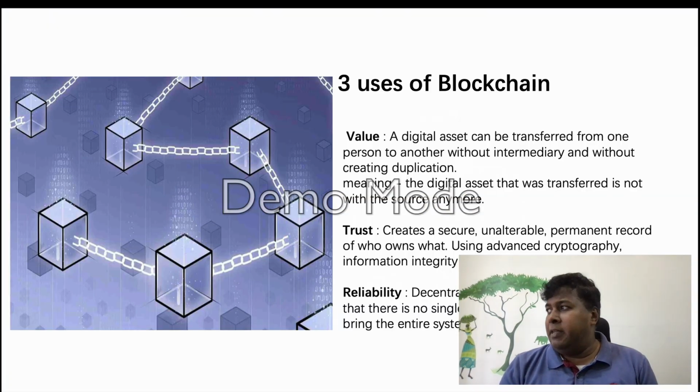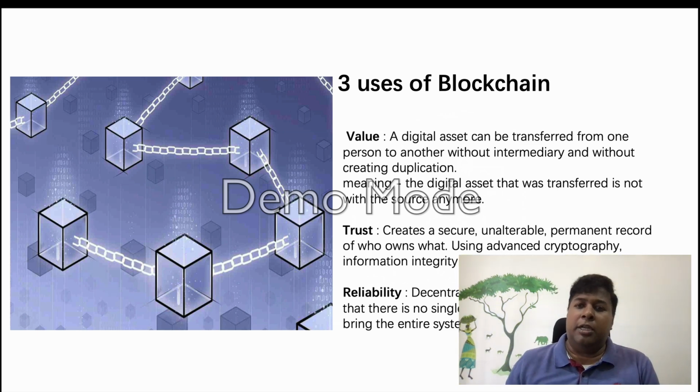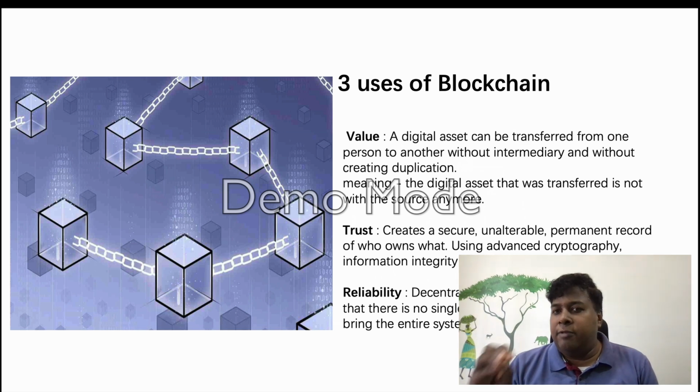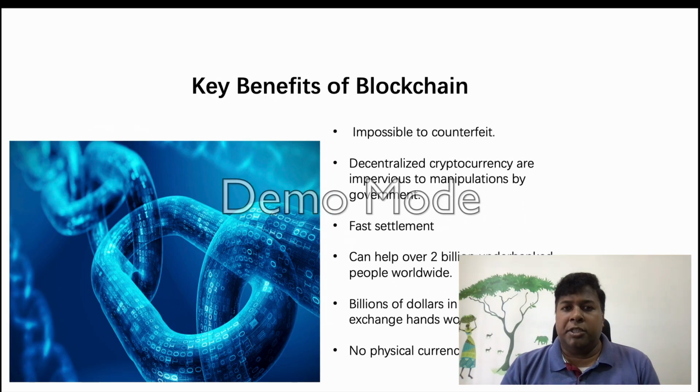So what are the benefits and applications of Bitcoin? The digital asset can be transferred from one person to another without any intermediary. Now that is a very powerful thing, right? The trust creates a secure, unalterable, permanent record of who owns what using advanced cryptography, right? So it's a powerful way of getting from one person to another, and then the reliability, right? And then you do not have to wait. There is no single point of failure. It's much faster, and the entire system will never go down. It will always reach the target person, right?